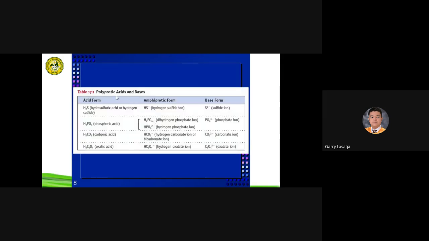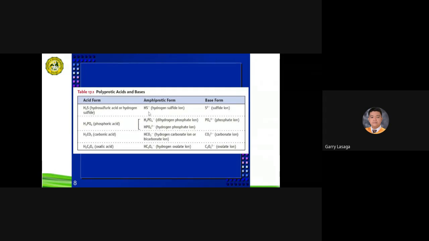So these are the polyprotic acids and bases. Now, examples of our polyprotic acids and bases. The other name of amphoteric acids is amphiprotic form or amphiprotic acid. So they can act as an acid or a base. For example, we have here our hydrogen sulfide ion. So the hydrogen sulfide ion can act as a base, and it can also act as an acid.